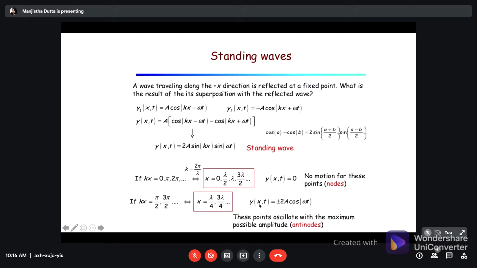Okay, so for this kind of points, they oscillate with maximum possible amplitude, and these points are called the antinodes. So we got the concept of nodes and antinodes. Node: zero displacement. Antinode: maximum displacement. And it depends on the position, for some positions we get these points.